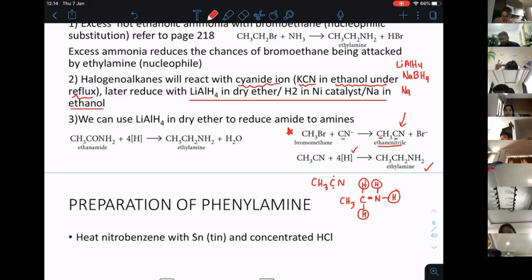LiAlH4, lithium tetrahydroaluminate. Okay, NaBH4, sodium tetrahydroborate. Okay, so this one, please go and find out about this.